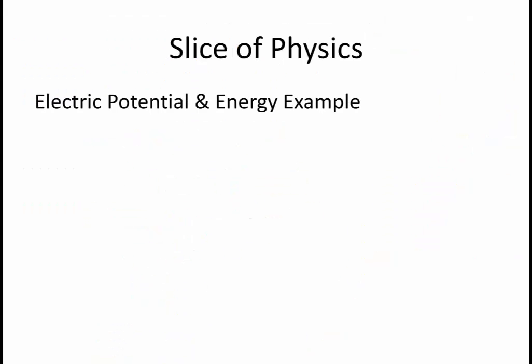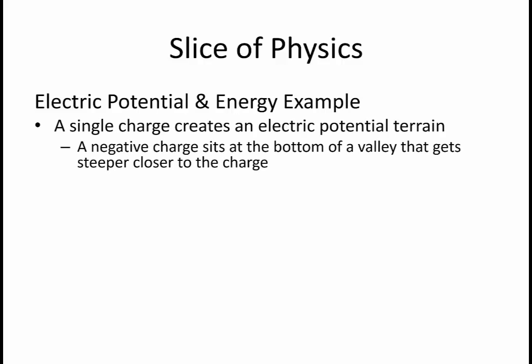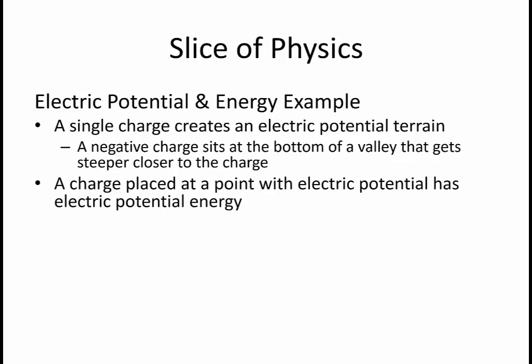So in this video, we looked at an example of electric potential and potential energy using equations and solving for numbers. We saw that a single charge is enough to create an electric potential terrain around it, and we further in this example saw that a negative charge sits at the bottom of a valley, meaning that the potential around it are all negative, and the valley gets steeper as you get closer to the charge. We saw that numerically. And then we saw what happens when we place another charge. In this case, we took a positive charge and placed it in the potential terrain created by the negative charge, and we saw which way it would go and what would happen to its potential energy and kinetic energy.